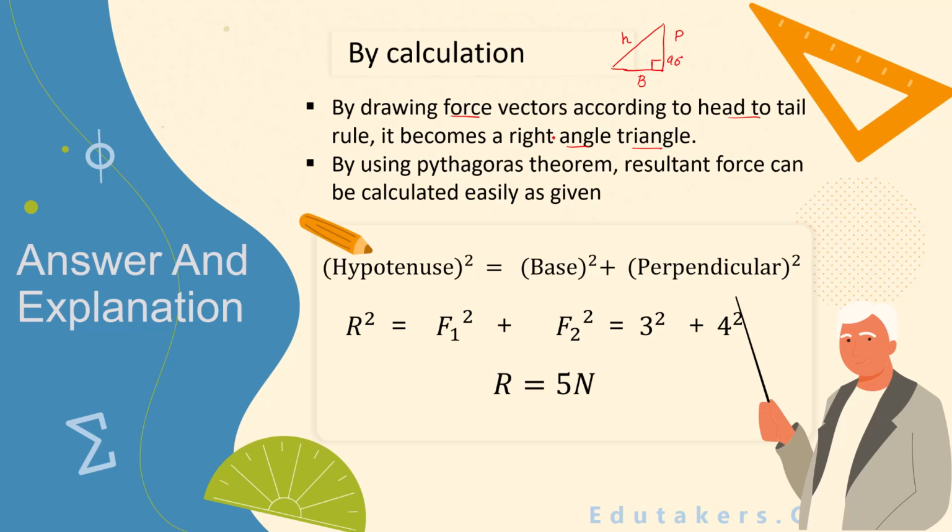According to the Pythagoras theorem, hypotenuse squared is equal to base squared plus perpendicular squared. Here the hypotenuse is R, which is the resultant vector. So R squared is equal to F1 squared, the square of the first force, plus the square of the second force. F1 is 3 and F2 is 4. So just put in their values, and you get the resultant vector, which comes to be 5 Newton. It means that the resultant of the 3 Newton and 4 Newton forces comes to be 5 Newton.